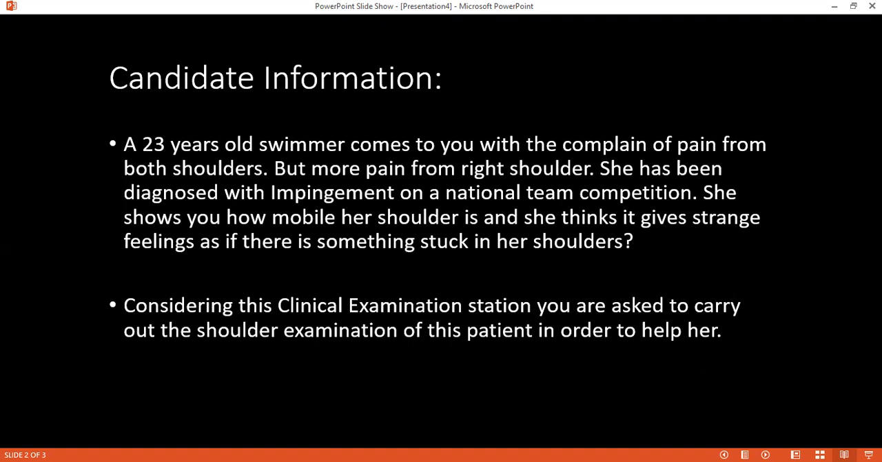Which movement would you ask the patient to perform first? As I said, forward flexion. Firstly, it will be active. That's why I'm asking the patient.